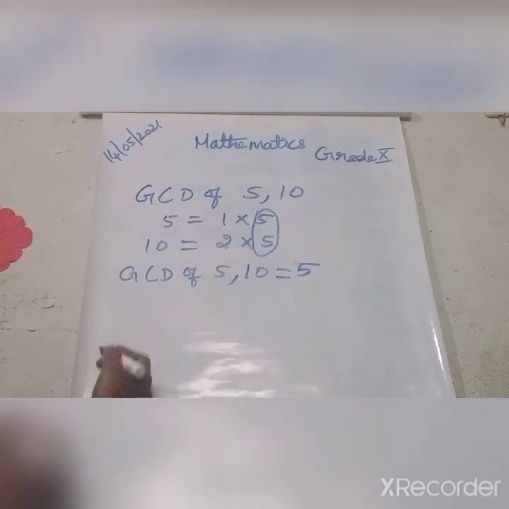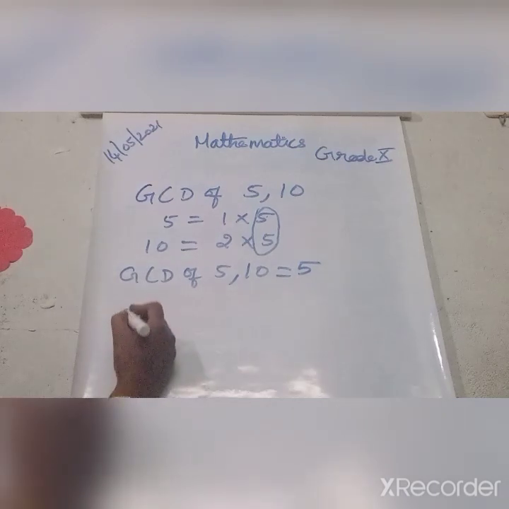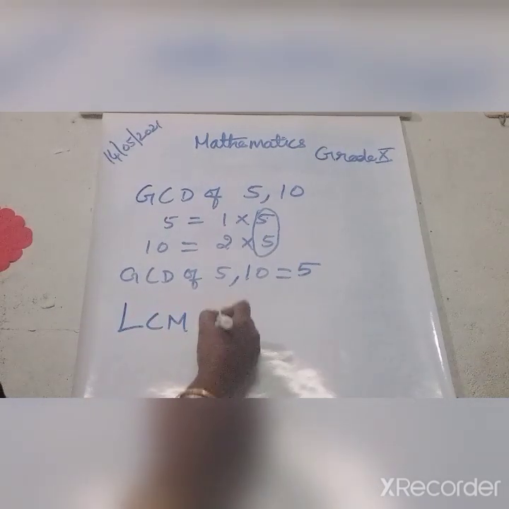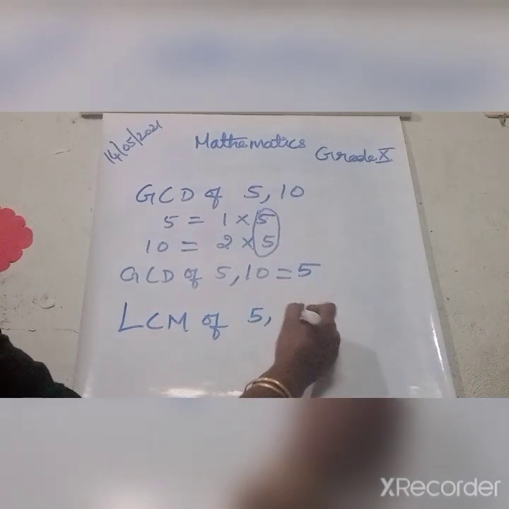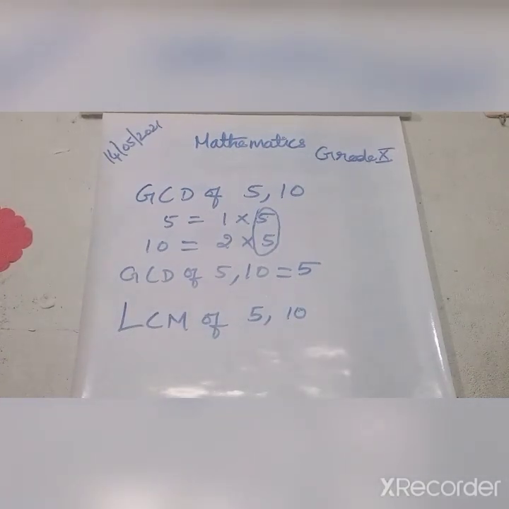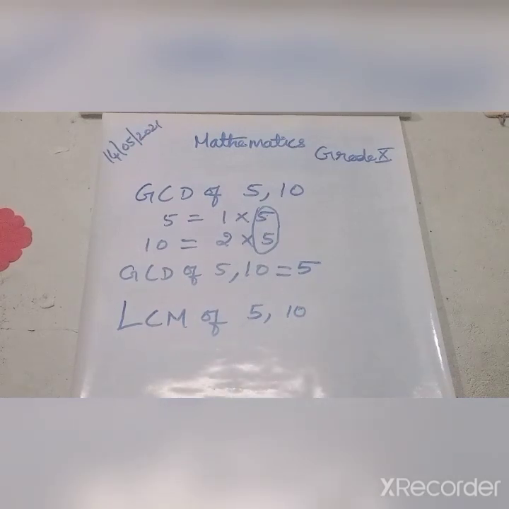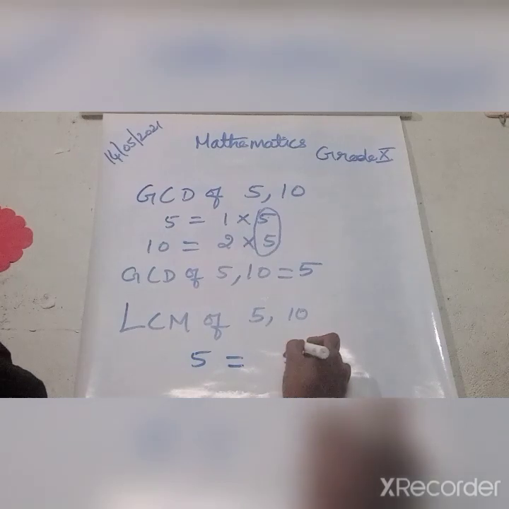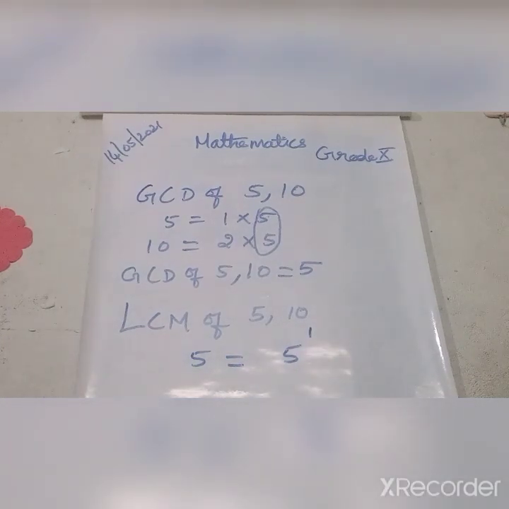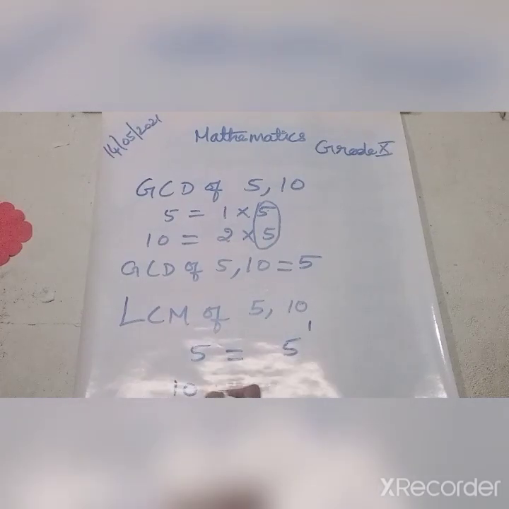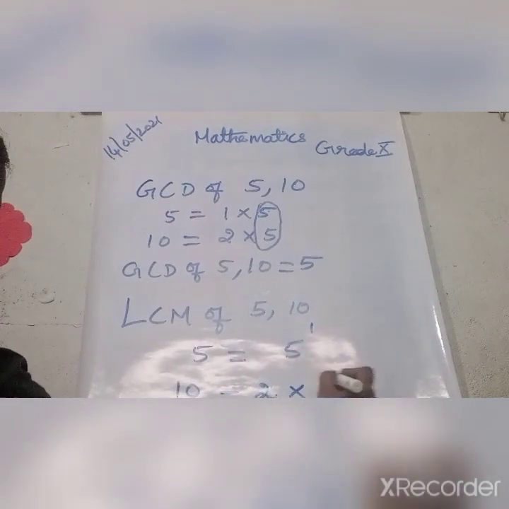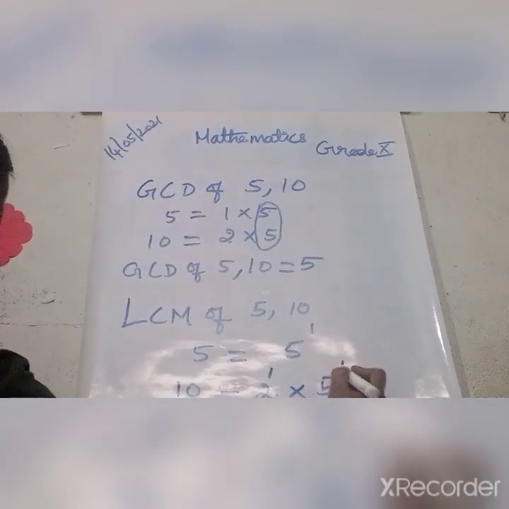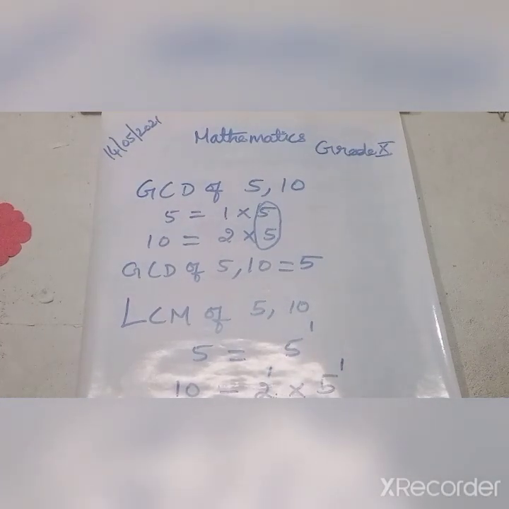Similarly, for the same example, let us find out the LCM. LCM of 5, 10. How to find out? In the same way, we have to factorize 5 and 10. So 5 can be written as 1 into 5, or 5 alone, 5 power 1. 10 can be written as 2 into 5, which is 2 power 1, 5 power 1. 2 is one time and 5 is one time.